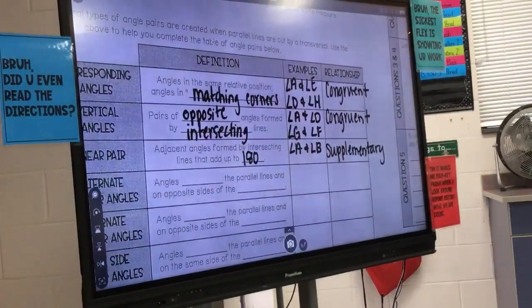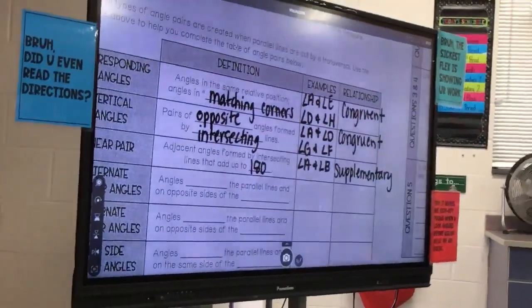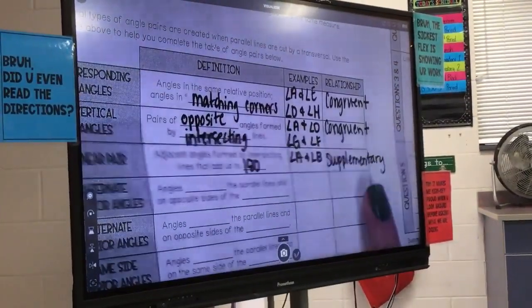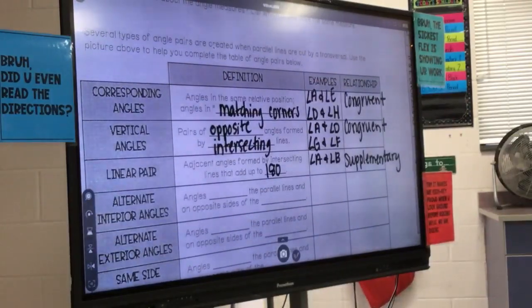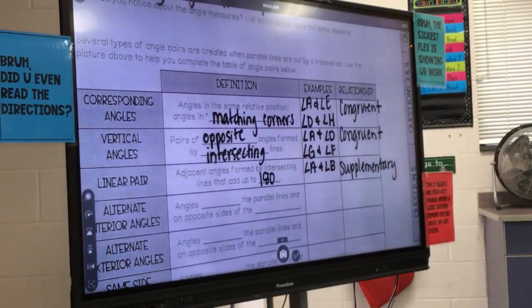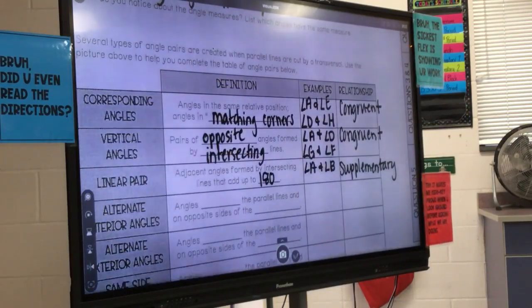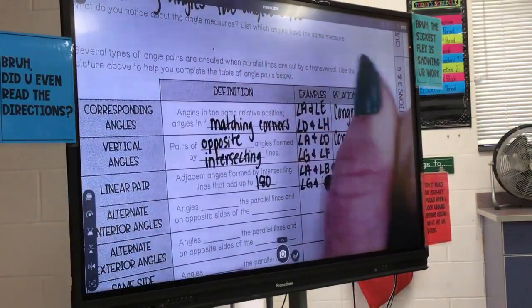All right, so someone else give me another example of linear pair. Cam, give me another example of linear pair. You said G? I just didn't hear you. Yep. So angle G and angle H.